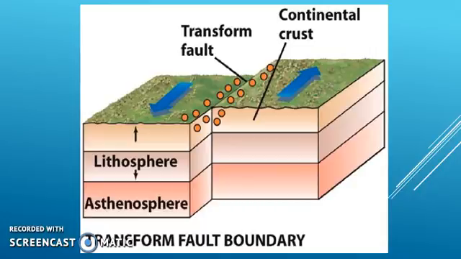When it comes to volcanoes, you don't usually see volcanoes at transform fault boundaries. Volcanoes are more common at spreading centers, which would be a divergent boundary, and subduction zones, which are a convergent boundary. Thus, there aren't volcanoes at a transform boundary because it is neither one of those.